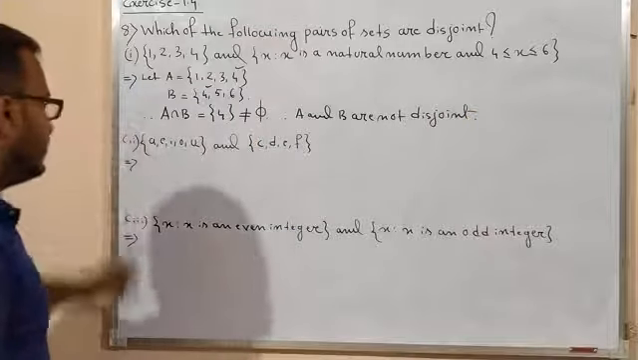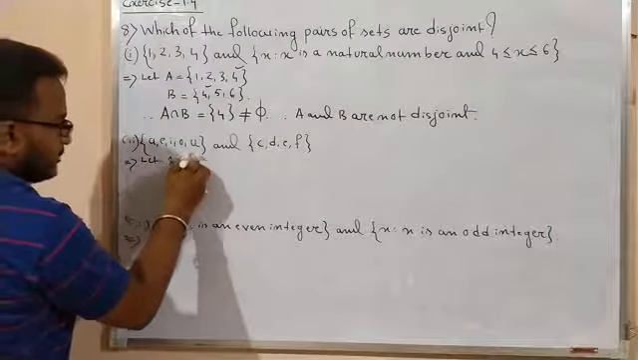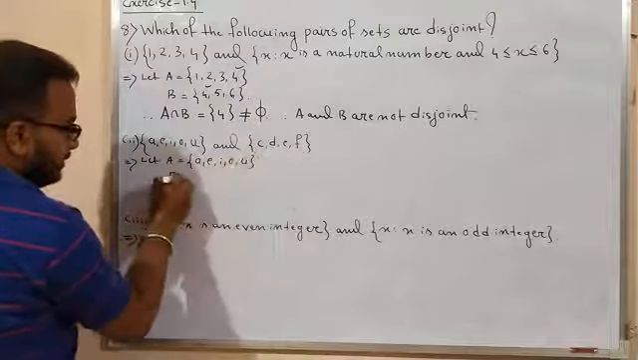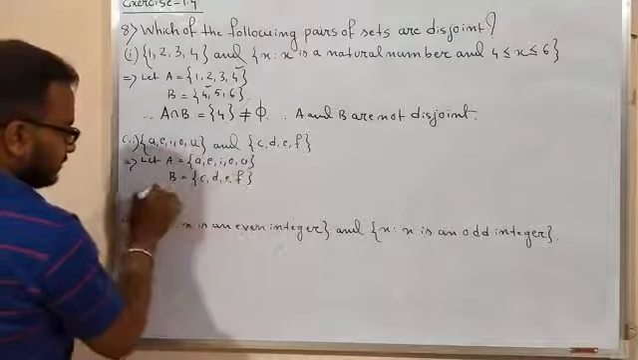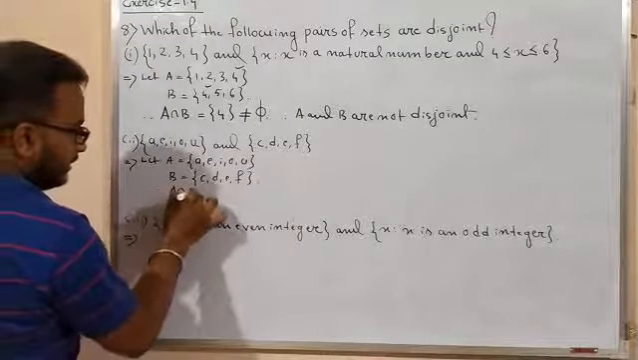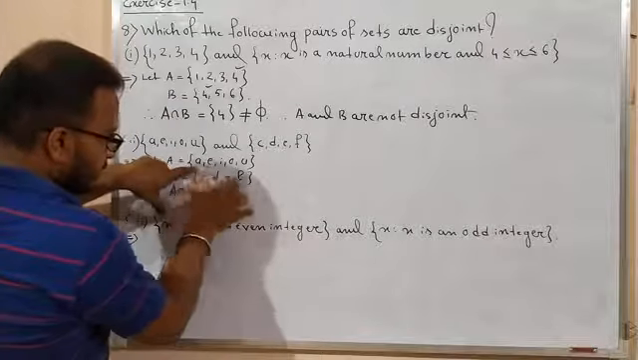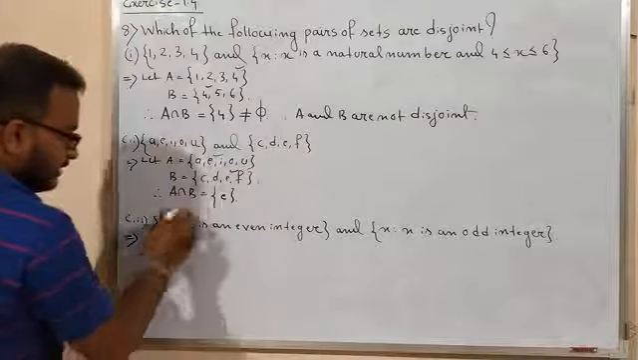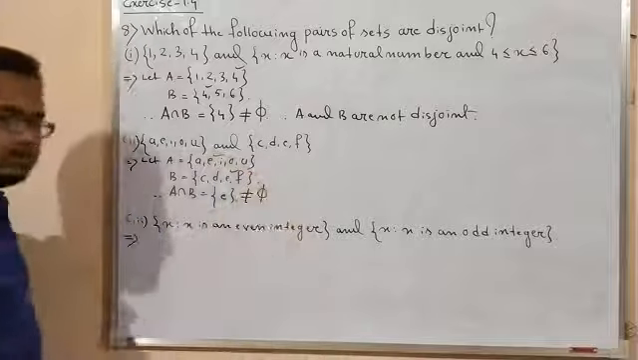Okay. Now again you have to rename this. Let A equal to {A, E, I, O, U}, and B equal to {C, D, E, F}. So therefore, what is A intersection B? The common element is E. E is there. So it is the singleton {E}. So therefore, this is not an empty set. Isn't it? This is not an empty set.